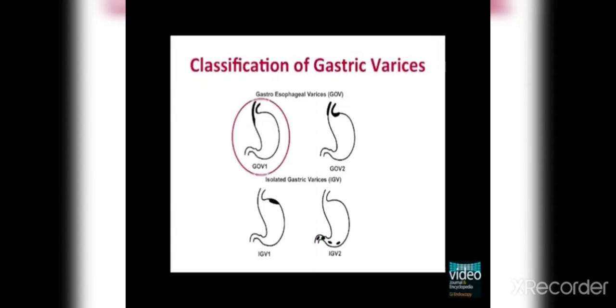The type 1 varices extend along the lesser curvature and account for about 70% of gastric varices, and those are usually managed as esophageal varices. Gastroesophageal varices type 2 extend along the fundus, while isolated gastric varices can be seen in the fundus or at ectopic sites in the stomach or the first part of the duodenum.